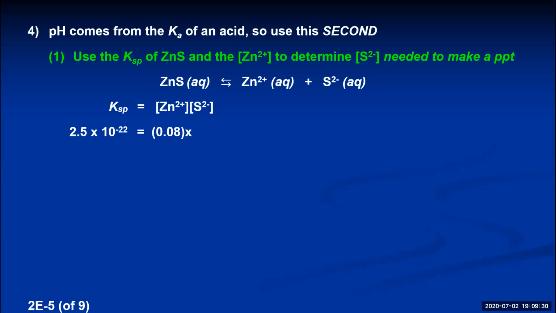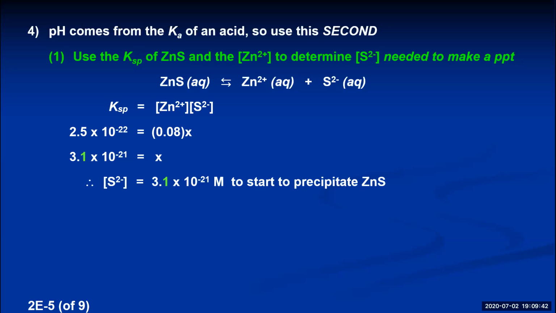The Ksp value, 2.5 times 10 to the minus 22nd, will equal the molarity of the zinc ions multiplied by the molarity of the sulfides, which if we solve for that turns out to be 3 times 10 to the minus 21st. So therefore, 3 times 10 to the minus 21st molar is the concentration of sulfide ions needed to make a perfectly saturated solution. That's when the precipitation starts. So therefore, we need this concentration of sulfide ions from its source, which is the weak acid, H2S.